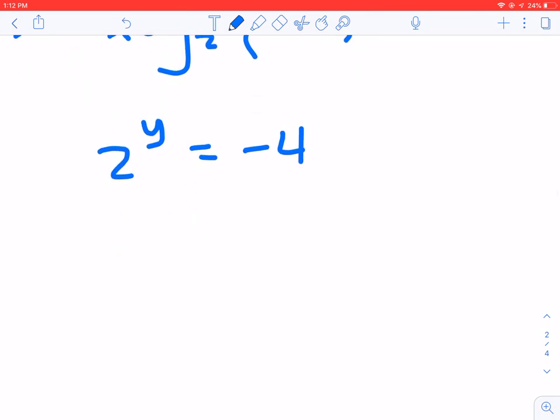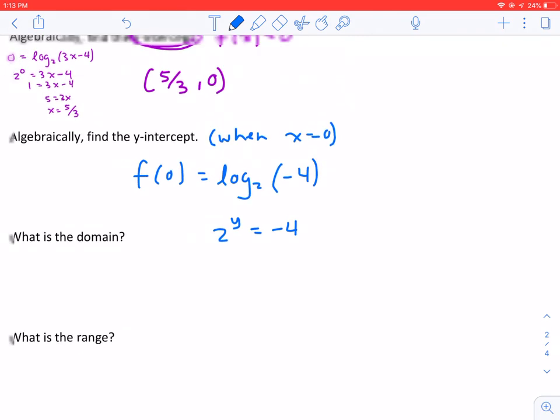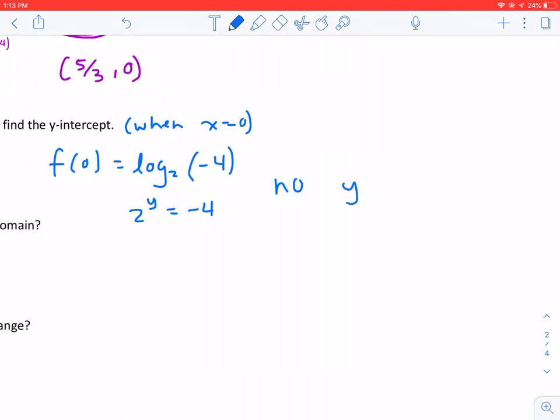There is no value of y, right? Can we raise 2 to any exponent and get a negative value? No, it's impossible. So there is no value for y. In other words, there is no y-intercept.